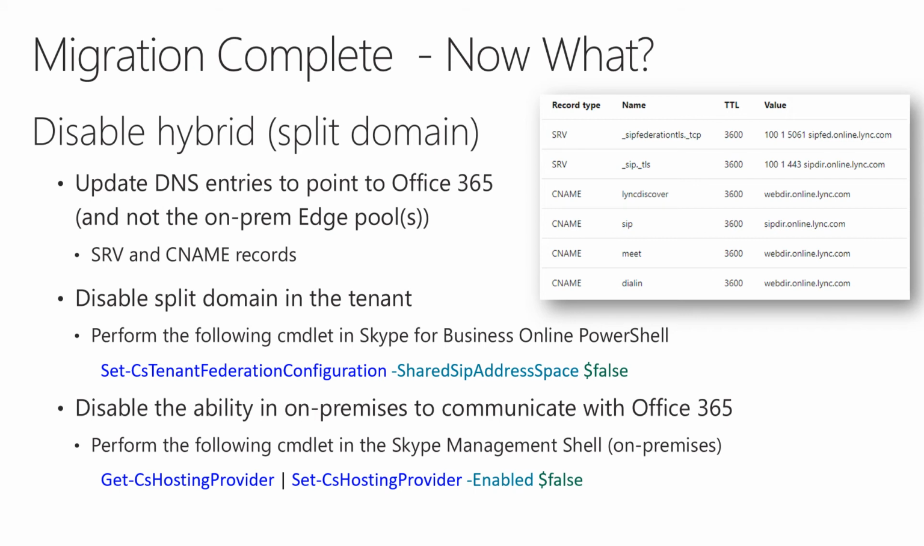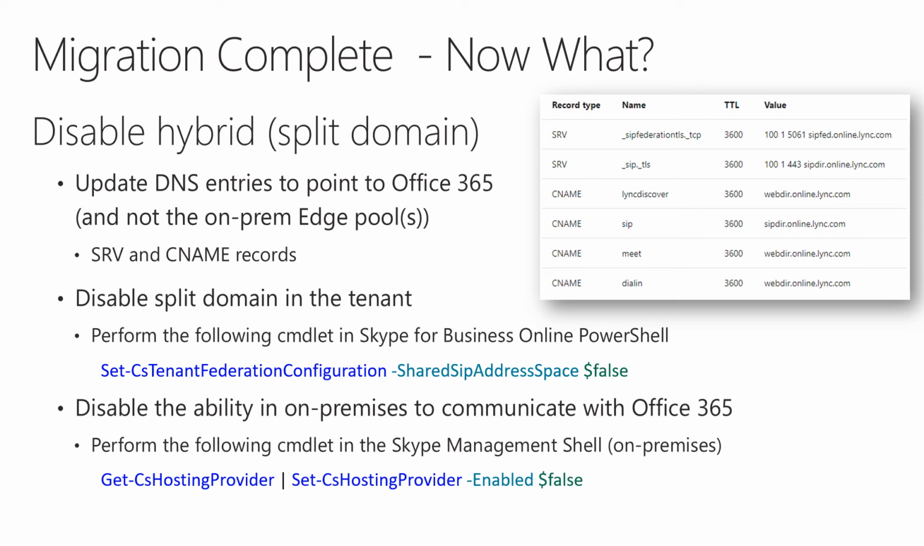So as part of the disabling of hybrid or split domain, there's a few things that we want to make sure that we accomplish. First and foremost, we need to make sure that we update our DNS entries appropriately to point to the Office 365 service and not the on-prem edge pool.